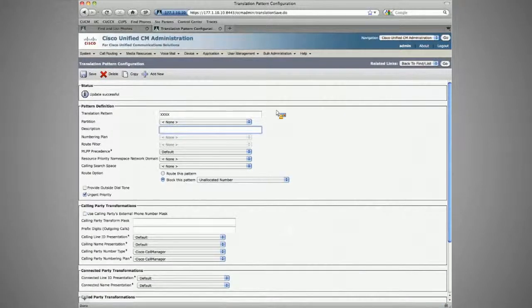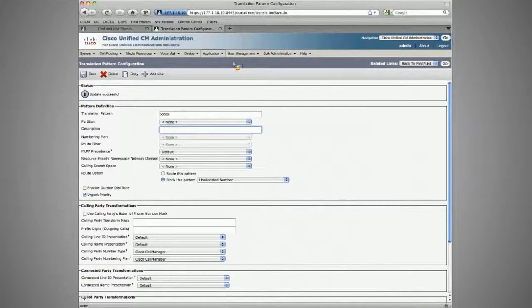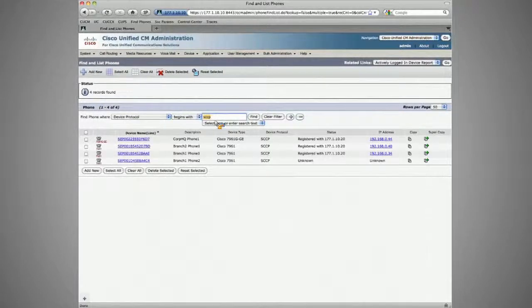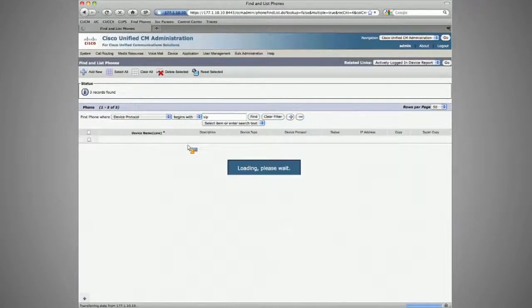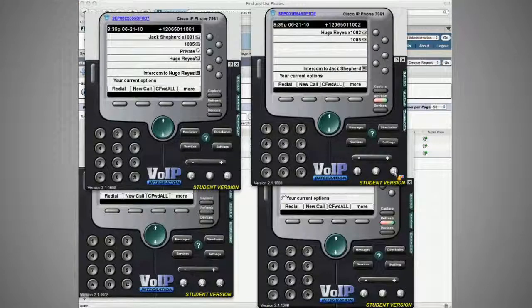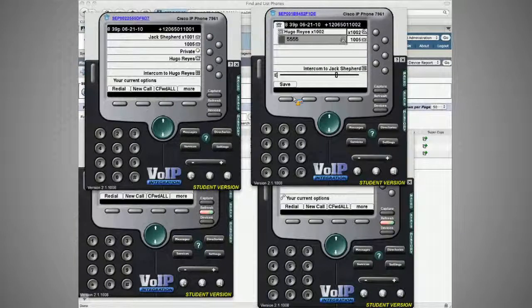Okay, so are SIP phones able to hear this? Let's just go back and check. We already have find list phones. Let's do SIP-based phones, of which Hugo, corporate headquarter phone 2, is one. You can hear that. They just meet with reorder tone. Okay, so they don't have Annunciator services.